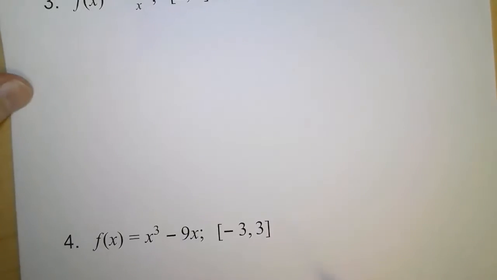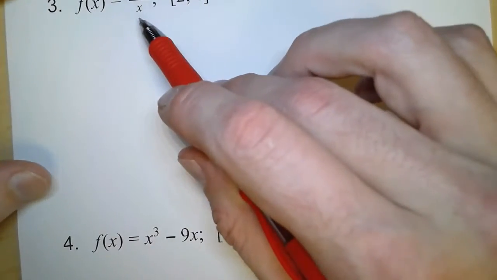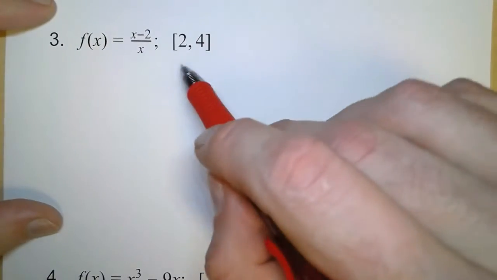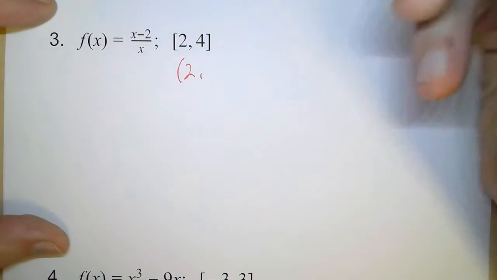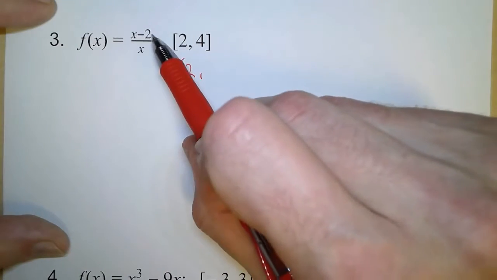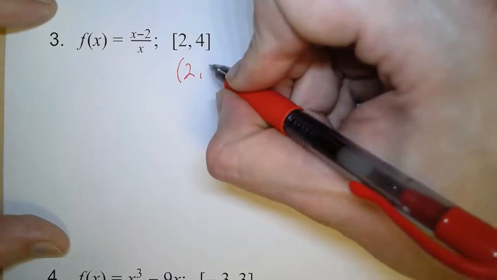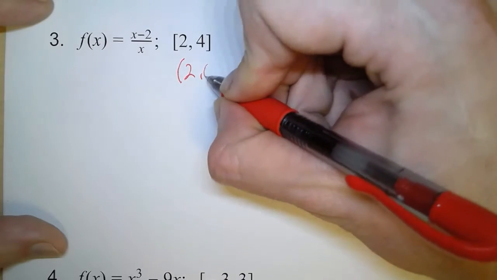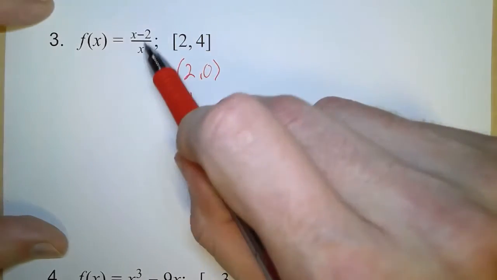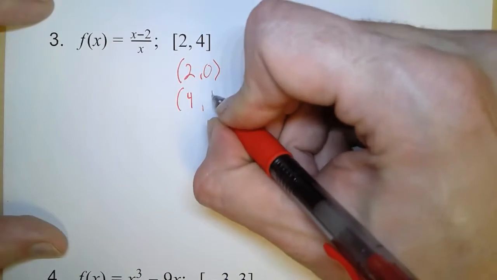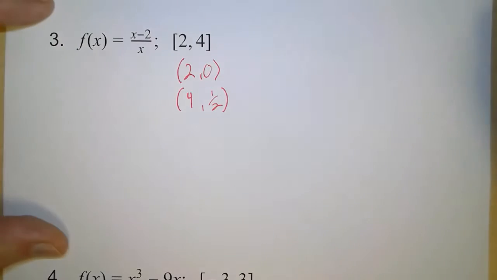All right, moving on to number 3. Here we've got the function x minus 2 over x, and we have the interval from 2 to 4. From 2, if we plug in 2 minus 2 is 0 over, doesn't really matter, we get 0. Then we plug in 4. So 4 minus 2 is 2 over 4 is 1/2.